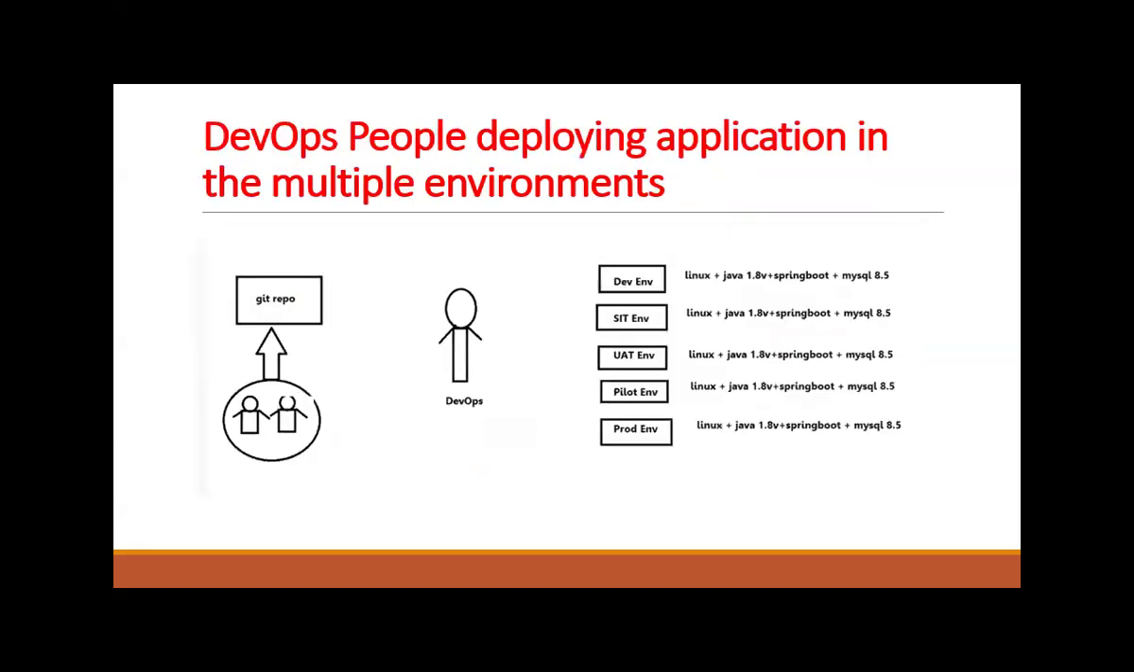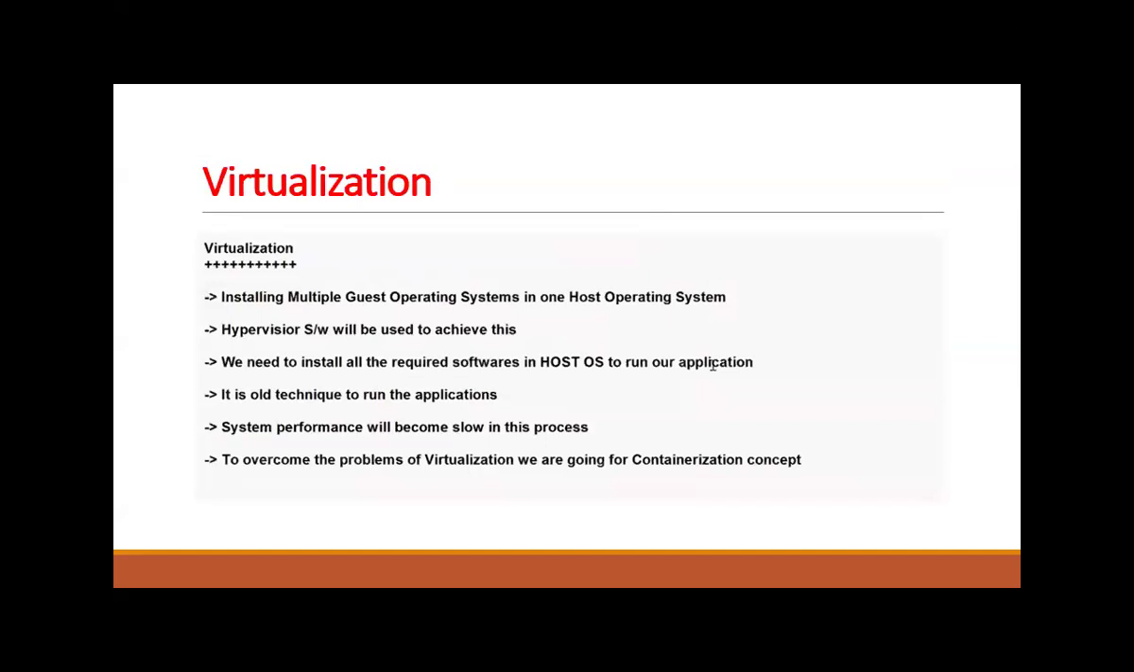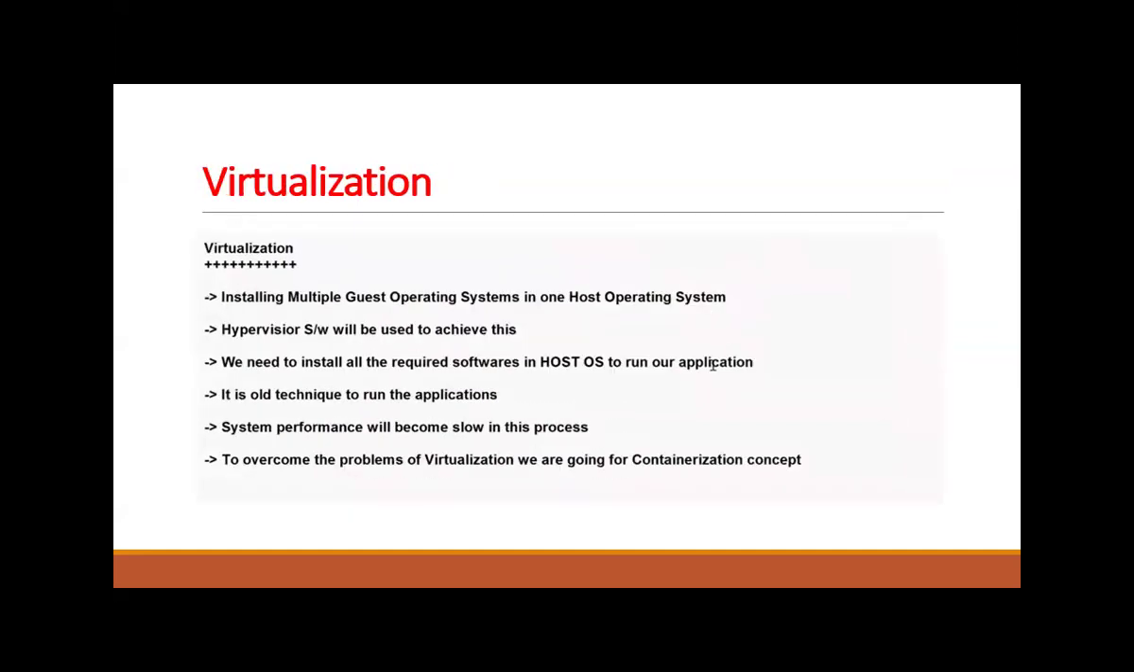So, for example, virtualization. What is virtualization? Installing multiple guest operating systems in one host operating system. A hypervisor software is used to achieve this, and we need to install all the required software in the guest OS to run our application. It is an old technique to run applications. System performance becomes slow in this process.